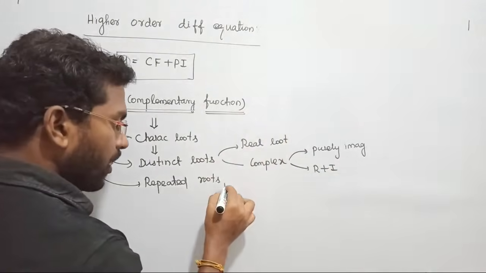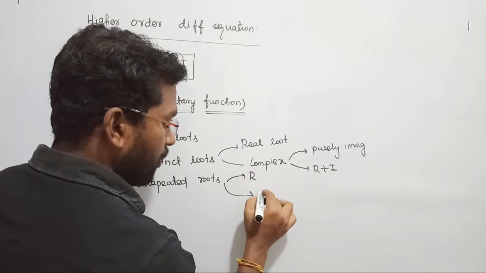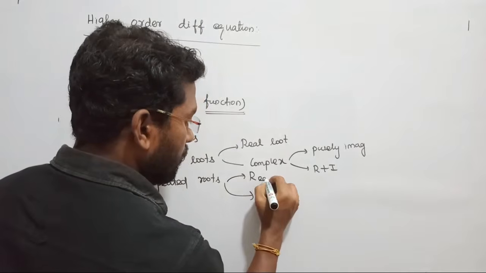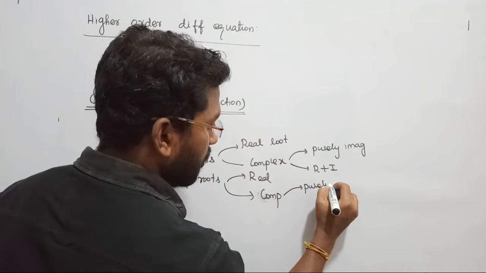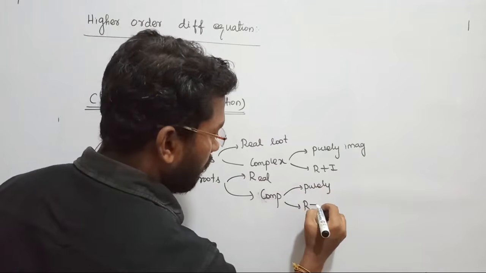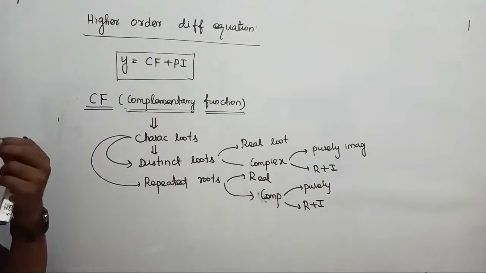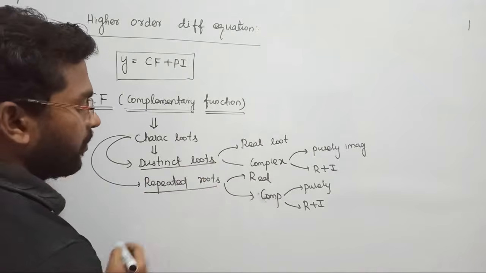Similarly, what can come in repeated roots? There are two cases, right? One is real, another one is complex. Now in complex, once again you might get purely imaginary roots, or your root might be the combination of real plus imaginary. That's all. So in the complementary function we are going to obtain only two categories: only distinct roots or repeated roots.